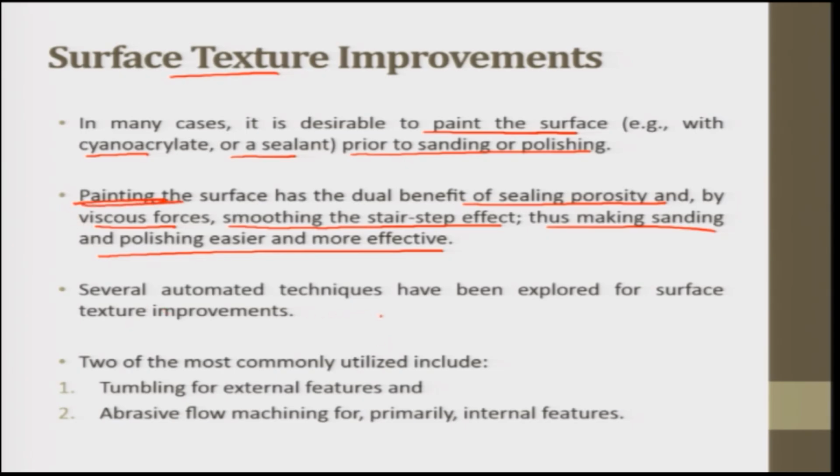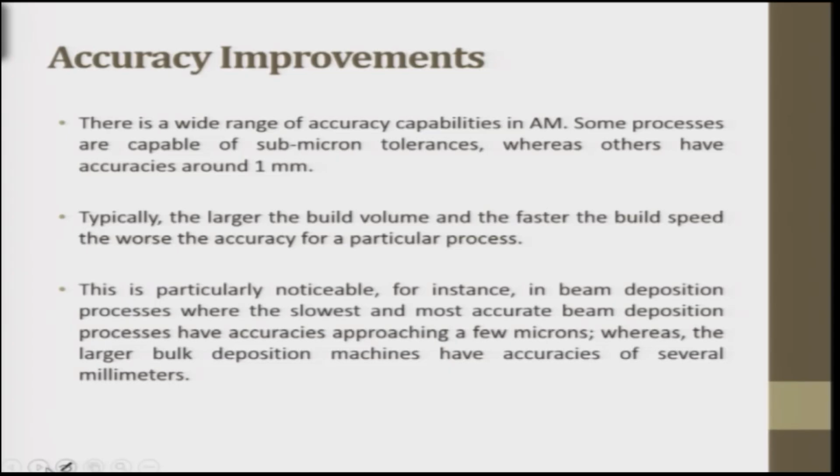Several automated techniques have been explored for surface texture improvement. Two of the most commonly utilized include tumbling for external features and abrasive flow machining for primarily internal features. When internal features are to be finished, abrasive flow machining can help by using abrasive to get the surface finish that is required. For external features, the material is kept in a tumbler that is rotated and the powder improves the surface texture. So that is one of the ways.